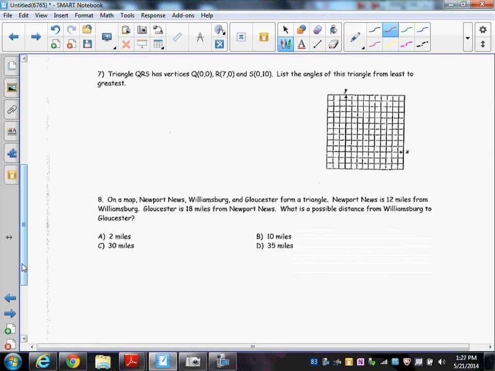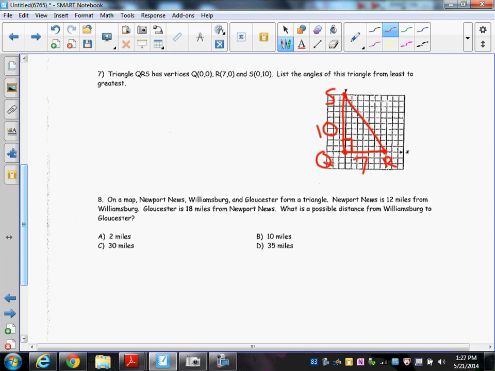Question 7, we're given a graph, so let's use it. It says Q has coordinates 0, 0. R is 7, 0. So there's 7. And S, that's 10 up. So 0, 10. So my side lengths here, QR is 7, QS is 10, and I have a 90-degree angle there.